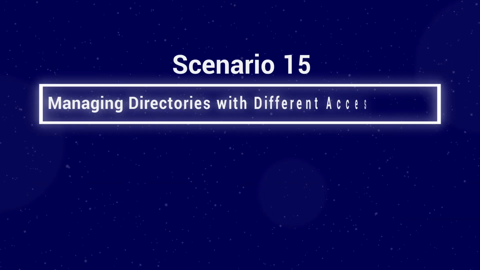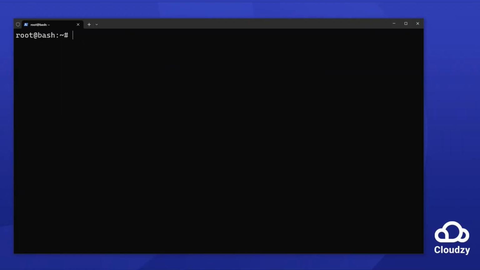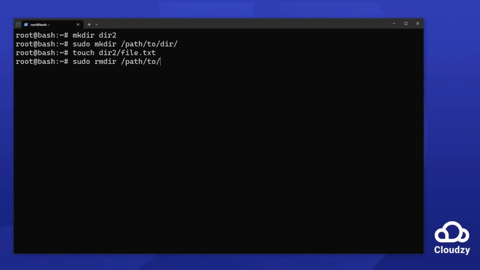Scenario 15. Managing directories with different access levels. To demonstrate managing directories that require different levels of access, we create directories with mkdir dir2 and sudo mkdir path/to/dir. We add a file to dir2 with touch dir2/file.txt, then manage them by executing sudo rmdir path/to/dir and sudo rm -rf dir2.